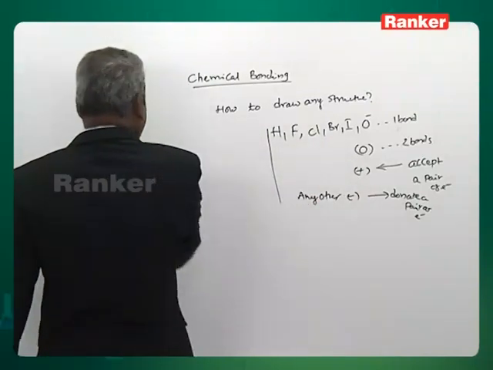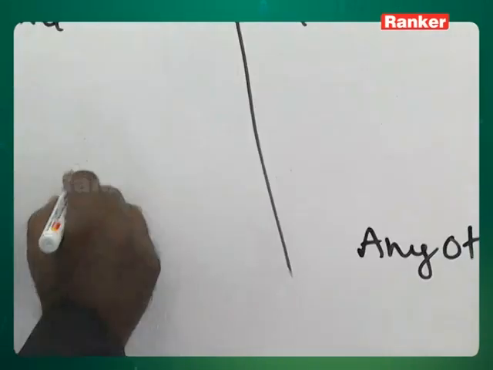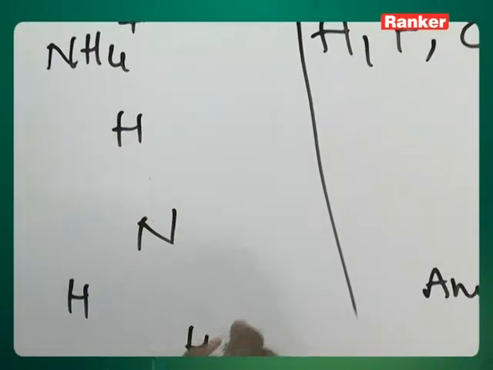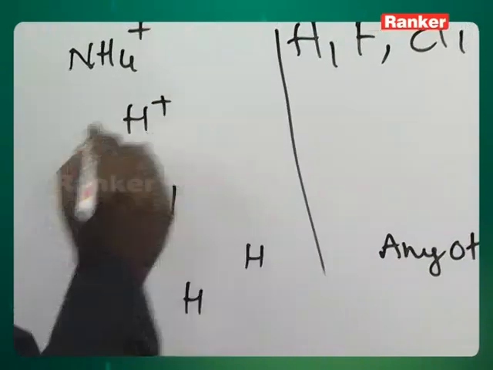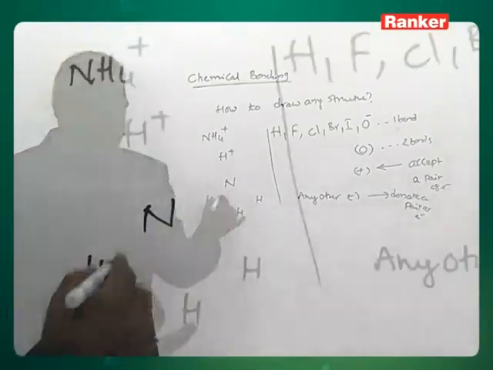Next, NH4 plus: 1 nitrogen, 4 hydrogens, one of them is a plus. What is the role of hydrogen? Hydrogen forms 1 bond.